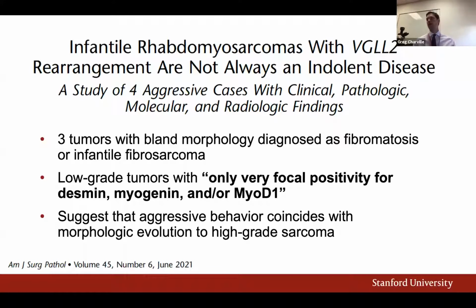So when encountering a spindle cell neoplasm with bland morphology where spindle cell rhabdomyosarcoma is on the differential, it's very important to analyze these skeletal muscle markers by immunohistochemistry, desmin, myogenin, MyoD1, very carefully. We tell the trainees here at Stanford that once you order these studies, you have to really look at them quite carefully for nuclear immunoreactivity. And this paper suggests that the aggressive behavior coincides with morphologic evolution to high-grade sarcoma.